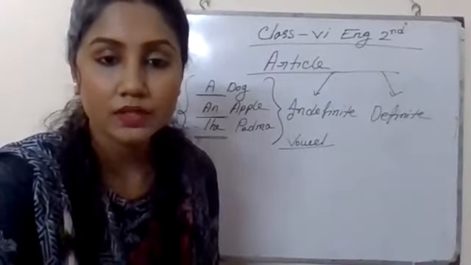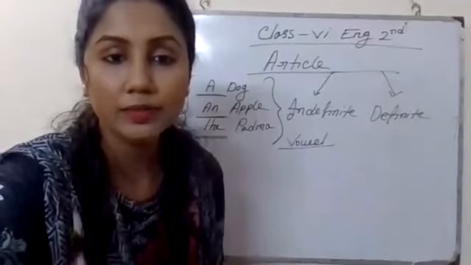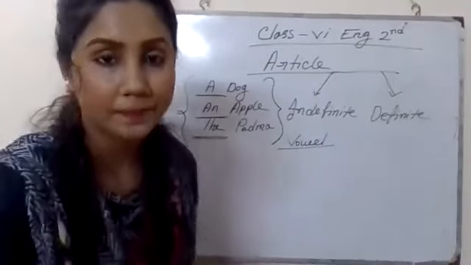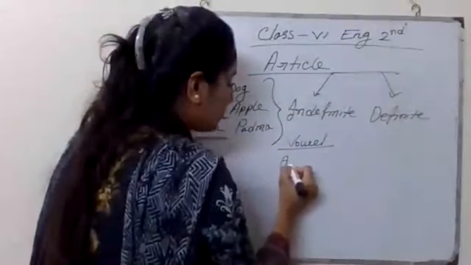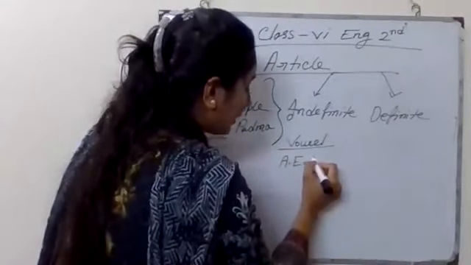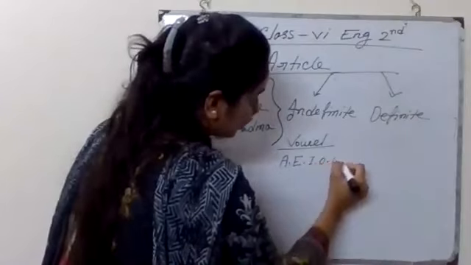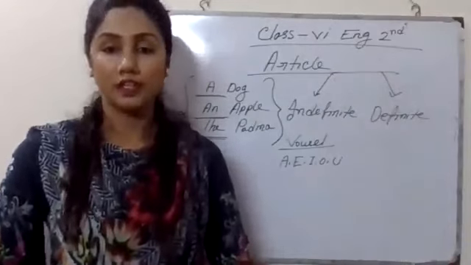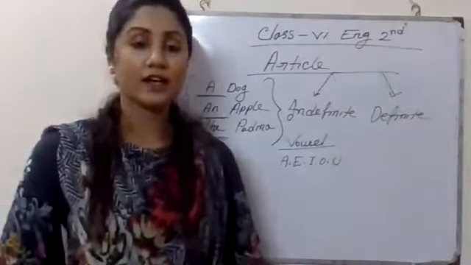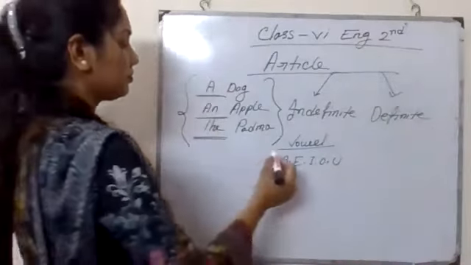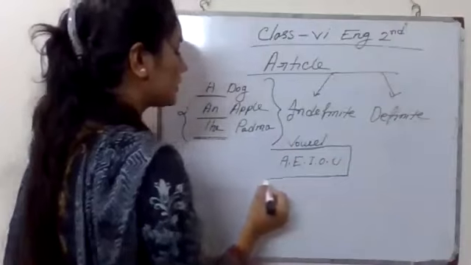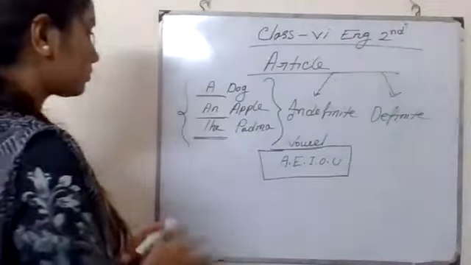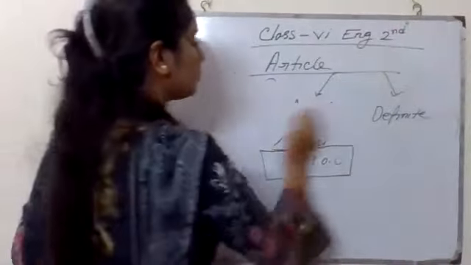After finishing my lecture, you will be able to ask me questions, and I will also do the same. A, E, I, O, and U: these five letters are called vowels. And the rest of the letters are called consonants. These are vowel letters.